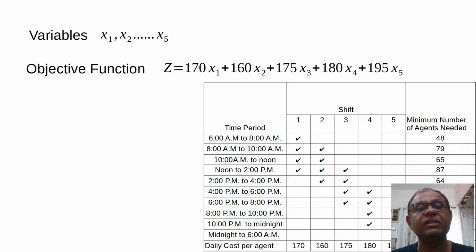The objective function here is Z equals 170x1 plus 160x2 plus 175x3 plus 180x4 plus 195x5, where 170, 160, 175, 180 and 195 are the costs of calling the agents in any particular shift, and x1, x2, x3, x4, x5 are the number of agents in those shifts.